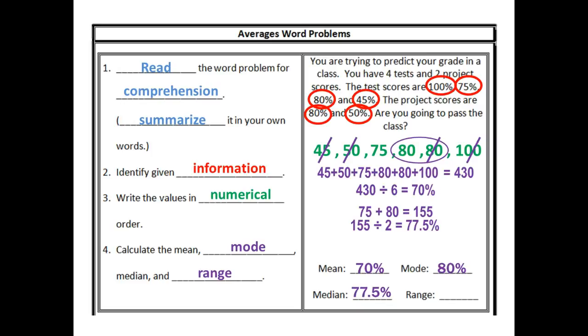The range is the biggest value minus the smallest value. The biggest value is always to the right, so 100. The smallest value is always to the left, 45. So 100 minus 45 gives me 55%.